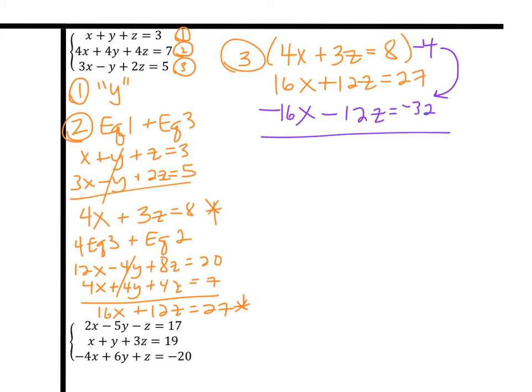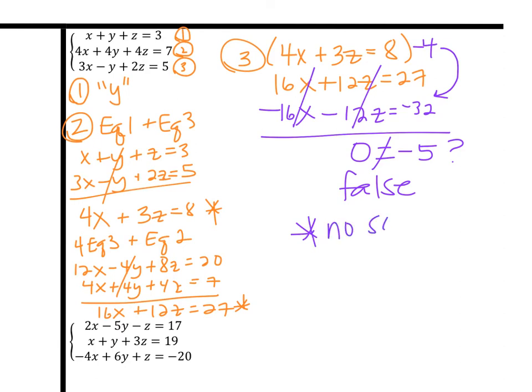So look what happens here. We saw this before. The x's and the z's eliminate. And on the right, we have 27 minus 32, which is negative 5. That doesn't make sense. That's a false statement. We got the variable to cancel out completely, and the statement that was left over is false. Does anybody remember what that means? We're going to have no solution.